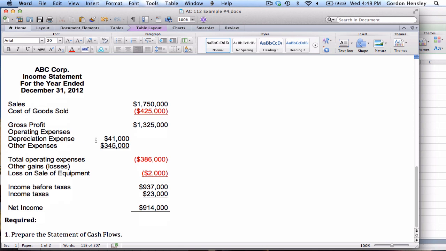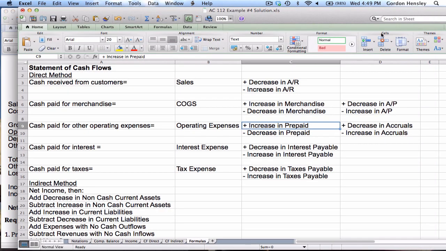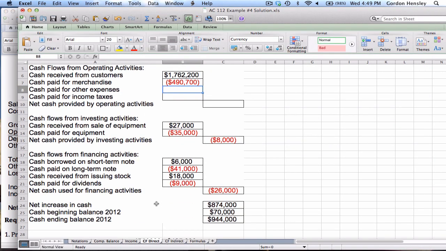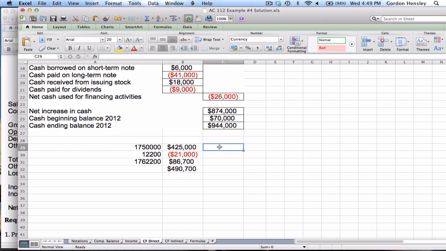We've got depreciation. We don't want to use that. We want to use other expenses. So even though the formula says operating, really it's other operating expenses. So make sure you're using the right amount. Other expenses. That is $345,000. So on my calculations down here, I'm going to put $345,000.